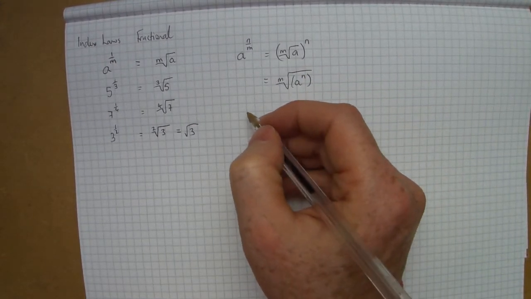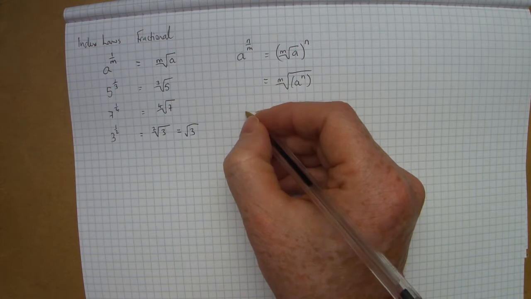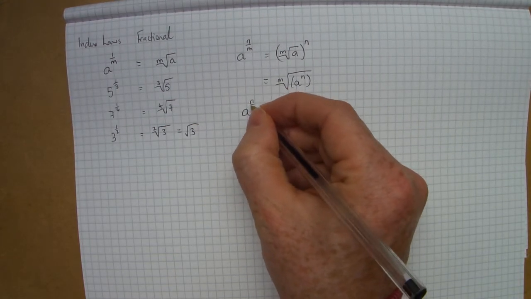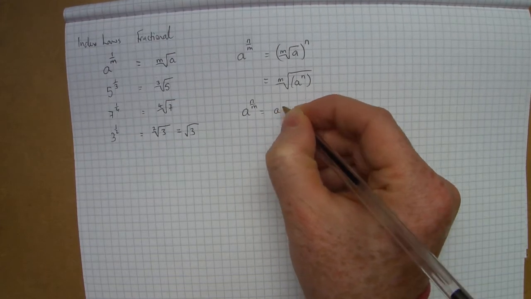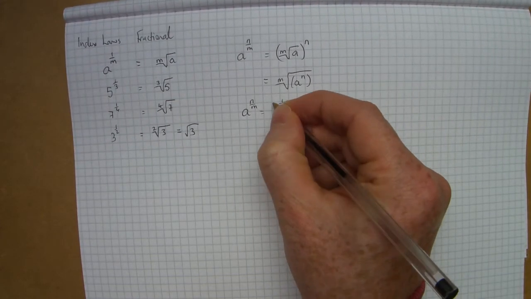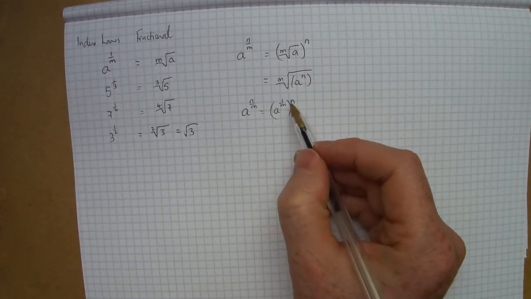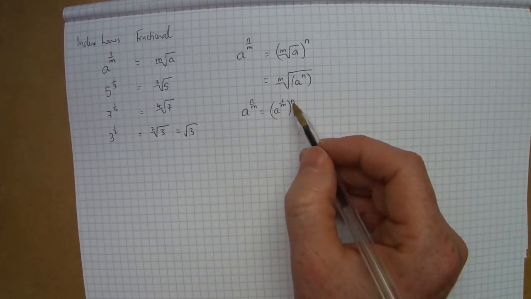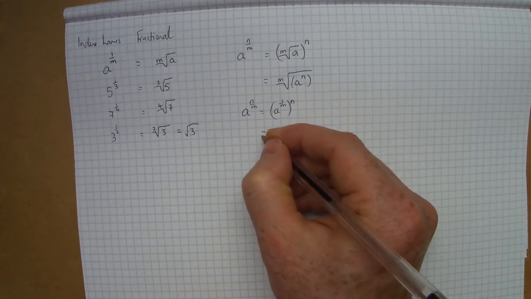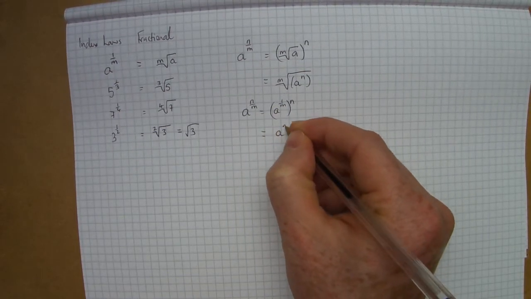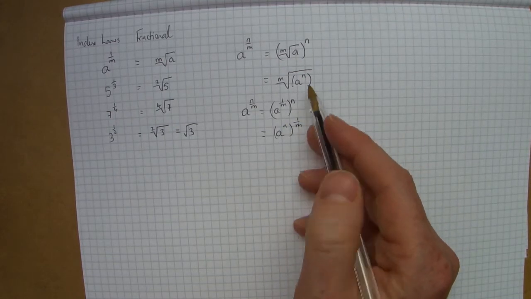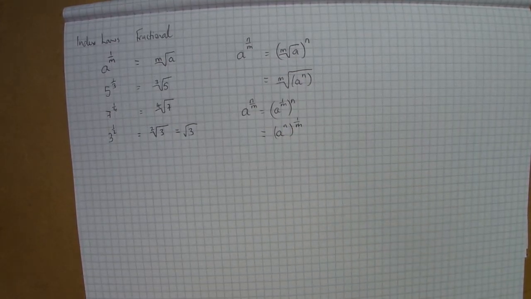And this is really coming from our bracket rule from before, because we could write a to the power of n over m as a to the power of 1 over m, all to the power of n. So we're multiplying those two together to get n over m. So we do the mth root first and then we raise it to the power of n. Or we could do it as a to the power of n times 1 over m. So we're raising the power first and then we're taking the root.